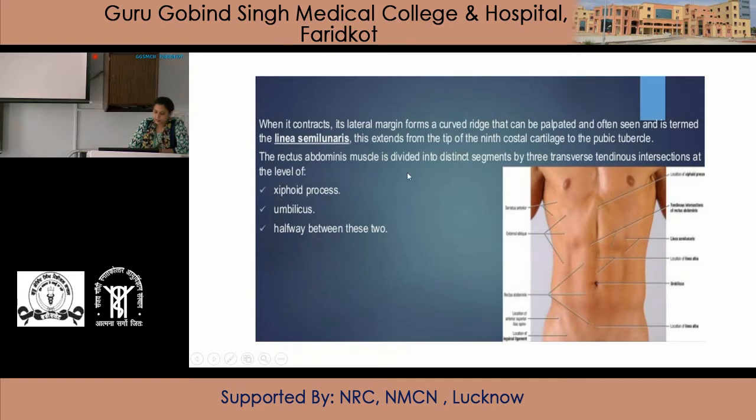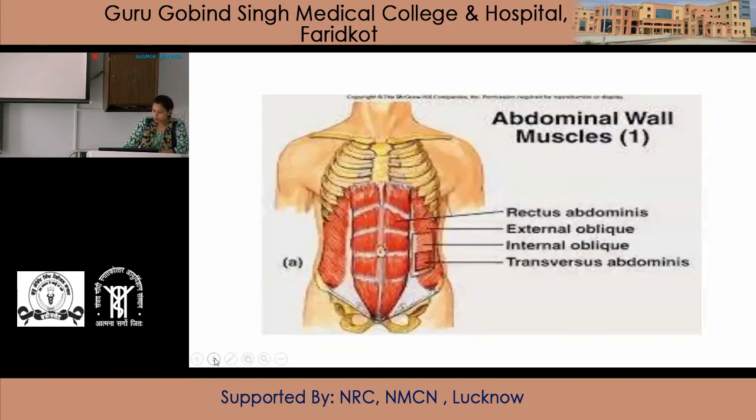The rectus abdominis muscle is divided into distinct segments by 3 transverse tendinous intersections: at the level of the xiphoid process, at the level of the umbilicus, and halfway between these two. Here is the rectus abdominis muscle with the tendinous intersections between them. Here are the external oblique muscle, internal oblique and transversus abdominis muscle. These are the main muscles of the anterior abdominal wall.